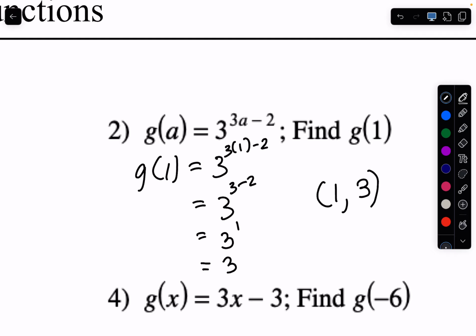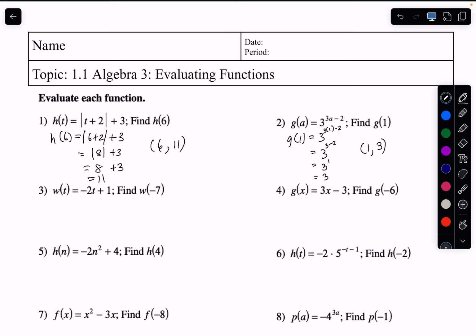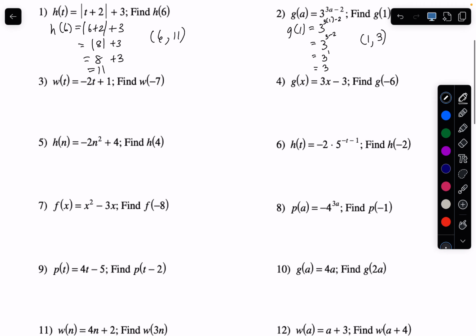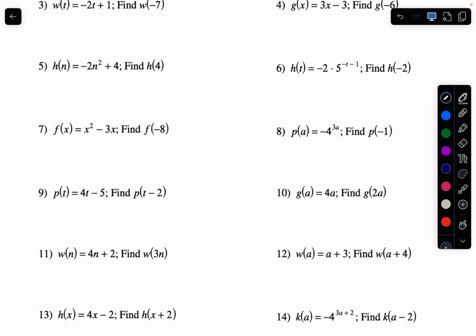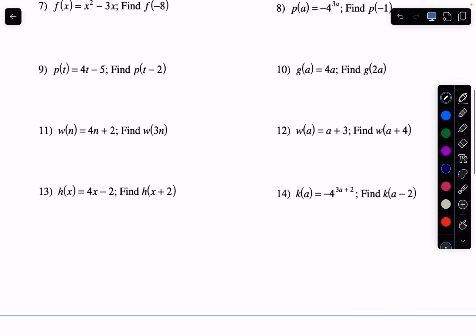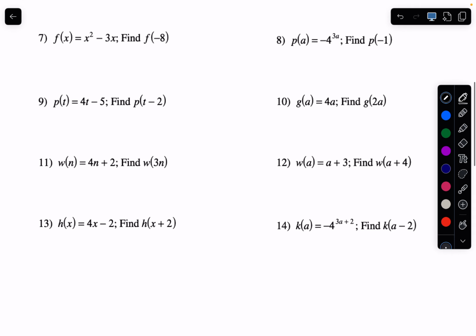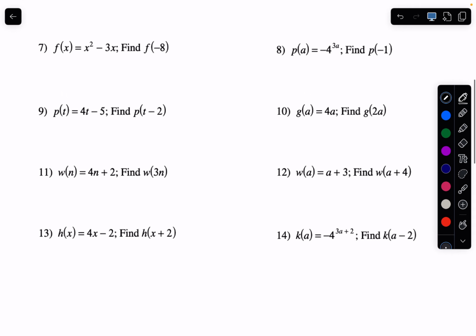Okay, now let's jump to one where it's a little more difficult, and they each kind of have their own funky parts to them. But I want to start inputting some values into the function. So let's take a look at 11 and 12.